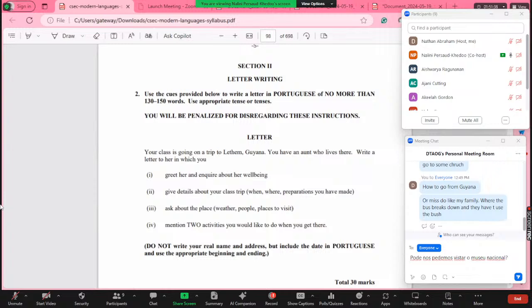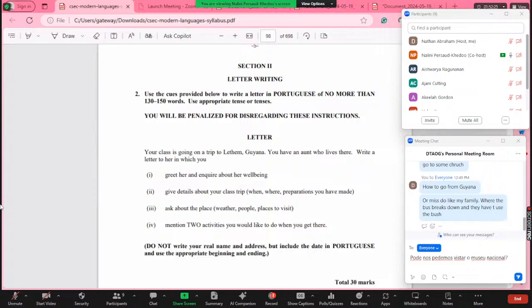They always say that. So the letter, just like how it's here in English, that's what you're going to have on your paper. No fear about this part. Your class is going on a trip to Latin. You have an aunt who lives there. Write a letter to her in which you greet her and inquire about her well-being. Give details about your class trip: when, where, preparations you have made. Ask about the place, whether there are places to visit. Mention 2 activities you would like to do when you get there. Do not write your real name and address, but include the date in Portuguese, and use the appropriate beginning and ending. In that document that I sent yesterday, a little after 4, there are beginnings and endings in Portuguese.